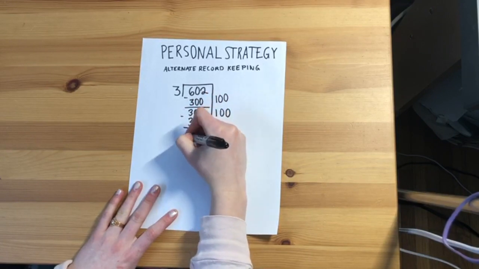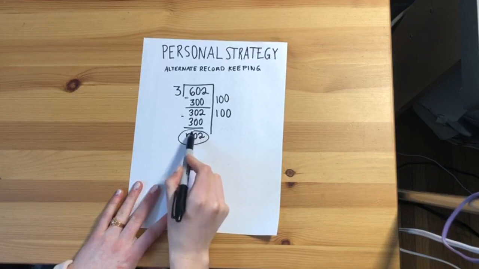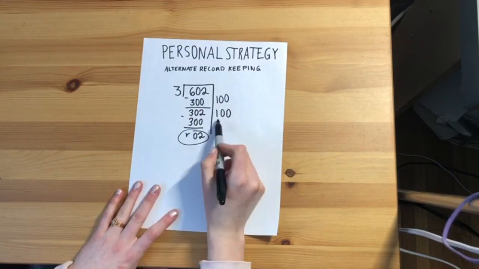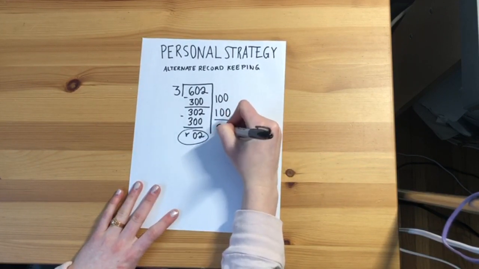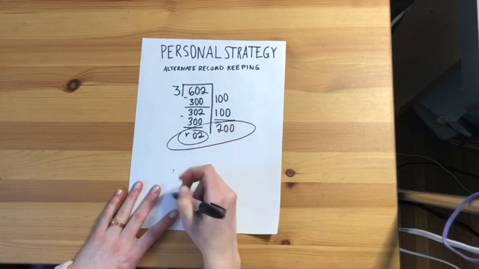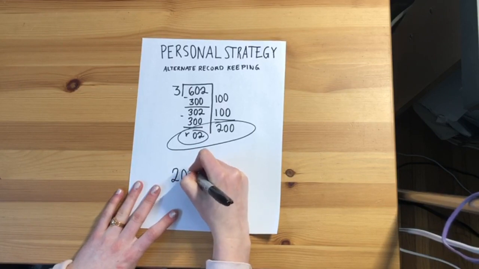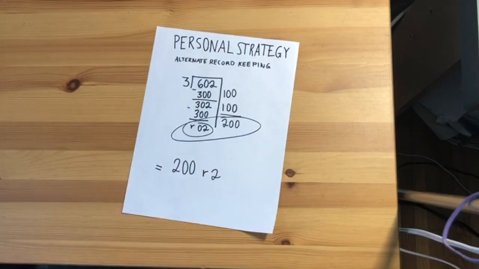Once I subtract these two numbers, it gives me a remainder of 2. I know this is the true remainder because 2 is smaller than the divisor. Now I will add the remaining numbers which I used to solve the problem. This gives me 200. Therefore, the answer to the problem 602 divided by 3 using my personal strategy is 200 remainder 2.